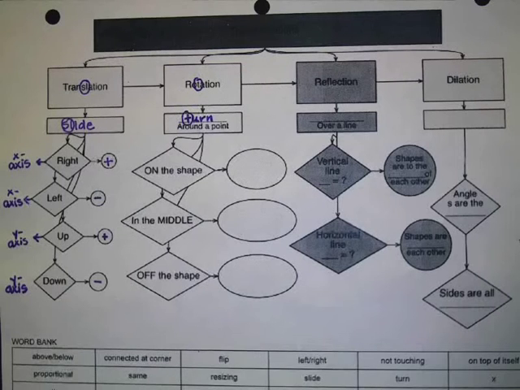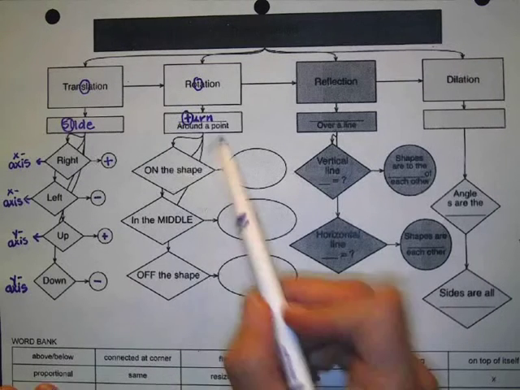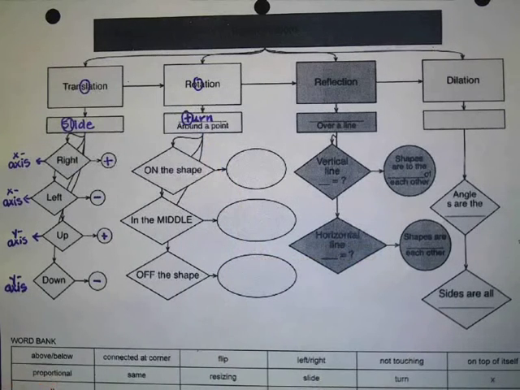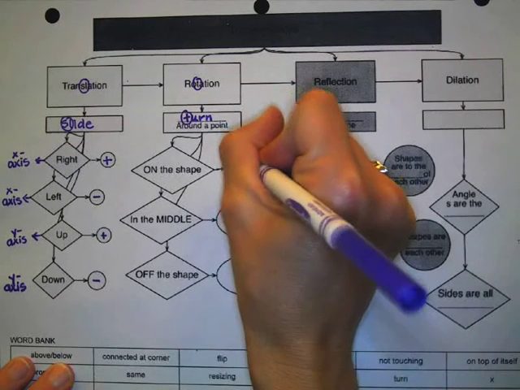Now, when we're dealing with a rotation, it is always around a point. You always have to identify around which point. Now, it can be on the shape. If it's on the shape, like let's say it's on a corner, and I rotate it, what is true about those shapes? Connected at the corner. They are connected at the corner.